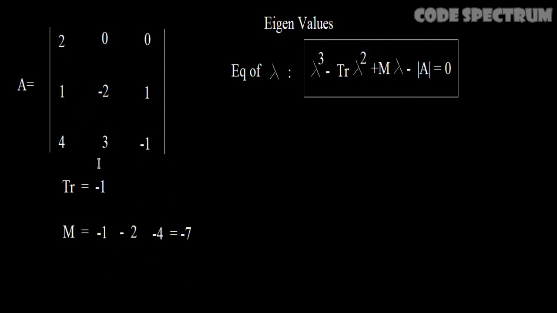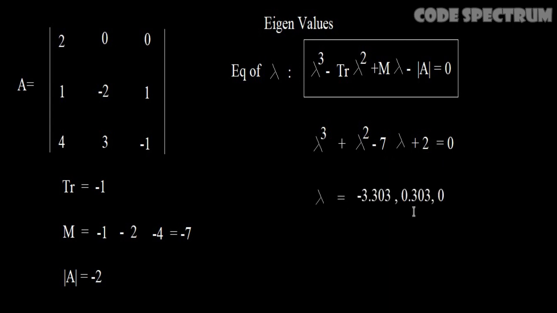And what about the determinant? The determinant is minus 2. Place the values in this equation. You get the cubic equation. Now you may solve this equation by any method, by hit and trial, and then divide the factor into the remaining portion of the polynomial and find out the value of lambda. And you may find out the lambda values like this. These three lambda values are the eigenvalues for this determinant A.